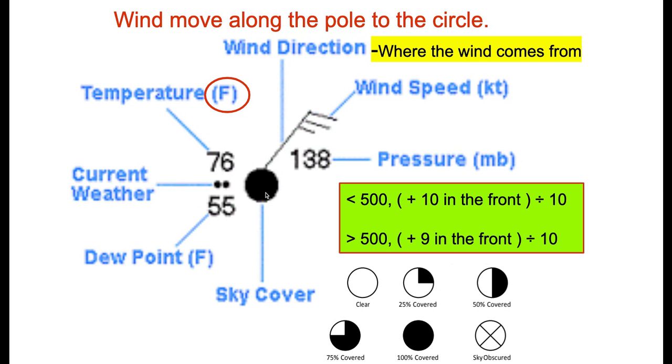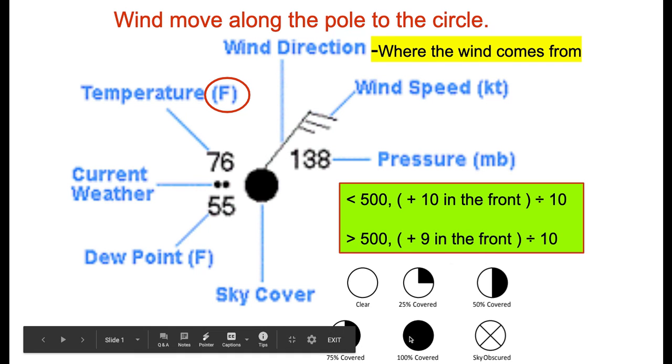The circle tells you how much cloud is in the sky. If it's totally dark, it's fully covered by cloud, 100% covered. If it's very clear, that's totally white. Then 25%, 50, 75. This one shows the station actually can't get the information, so that's why it has a cross here.